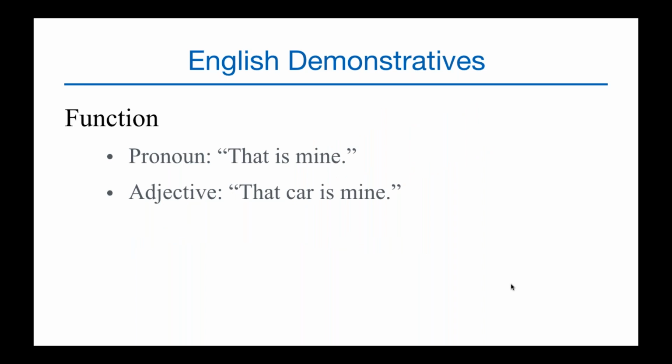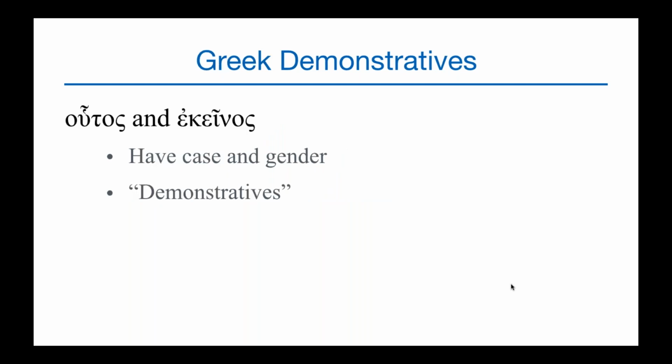So the point he's trying to show here is this and that can both be used as pronouns or as adjectives. It can be used as it is here in the first sentence, that is mine. So it's replacing something out there. So maybe it's a book. That is mine. It can also be used as an adjective to add specificity to something else. So that car is mine. That book is mine. That truck is mine. In these situations, it's not replacing anything, it's modifying something else. Okay?